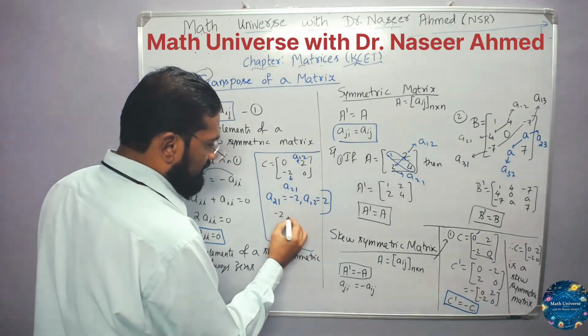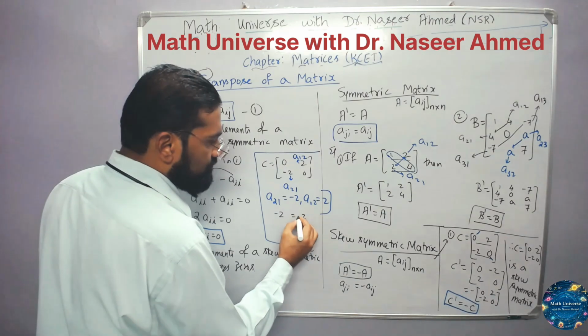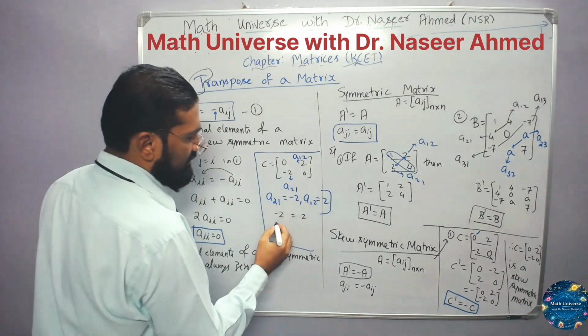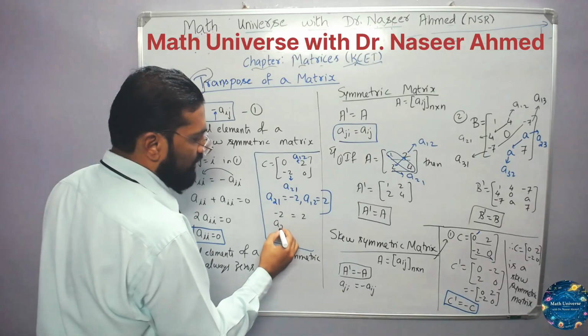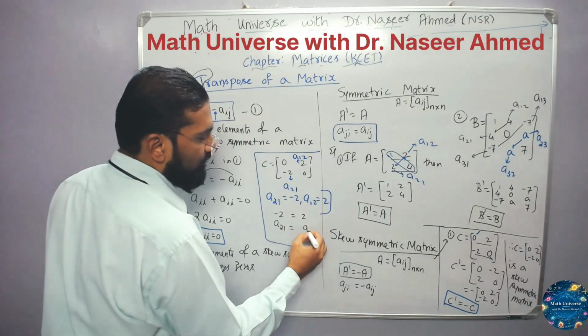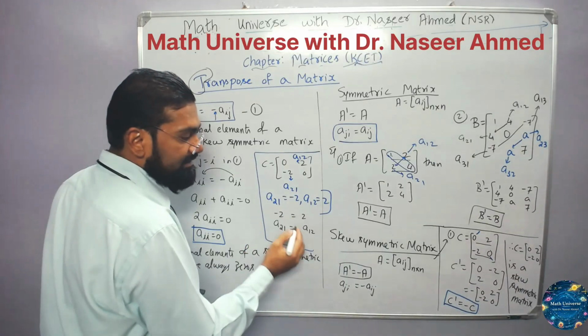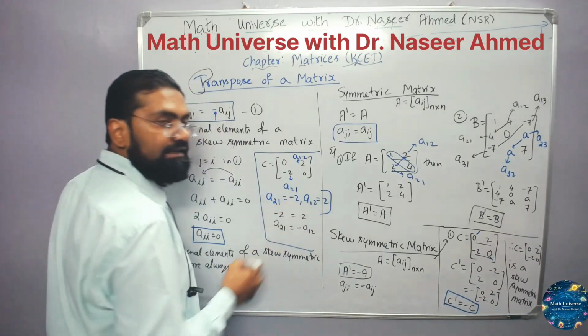Is minus 2 equal to 2? No. That's what you see here. This is actually A21, and this is A12. Since the signs are not the same, we cannot say they are equal. That's the reason we are adding one minus sign here.